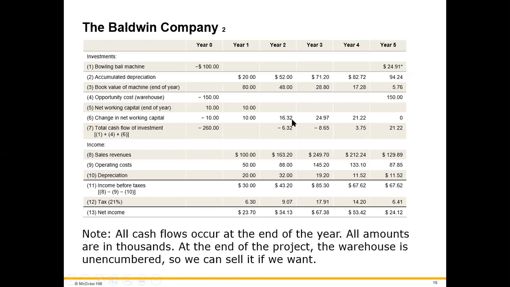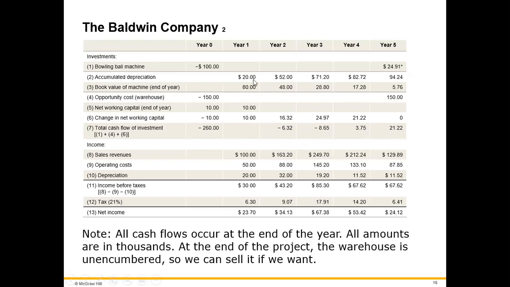Net working capital needs, what will we need at the end of this year? Well, 10% of the sales, so $16,320. So we will increase our net working capital needs by $6,320, from $10,000 to $16,320. So that's where the $6,320 comes from. So an additional $6,320 will have to be spent on an increase in assets, current assets.